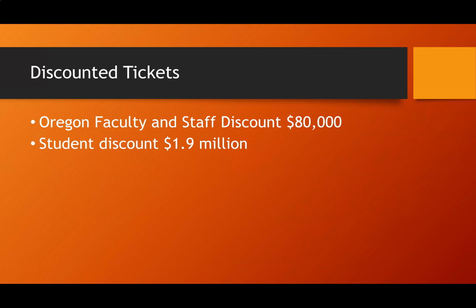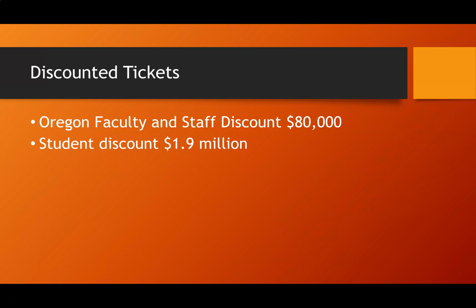Discounted tickets. Faculty and staff get some discount, so it ends up being lots of money that's discounted off the price of what they could charge a normal person for a full amount of tickets. You've got to understand how that pricing works.